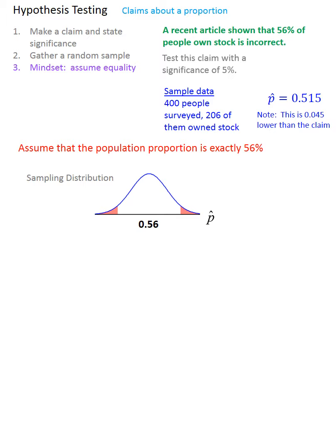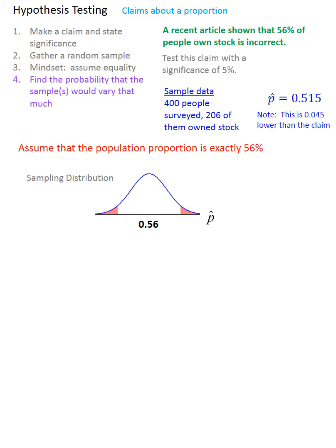Now notice in this problem, I have 2 tails drawn in red. And you may recall in the previous problem there was only 1. Notice in the claim that the article is incorrect. The claim did not say that the article was too high, nor that the article was too low. It simply said it was wrong. So if I get any sample data that's much higher than 56% or much lower than 56%, either direction, I will consider that as evidence that the 56% stated in the article is incorrect.